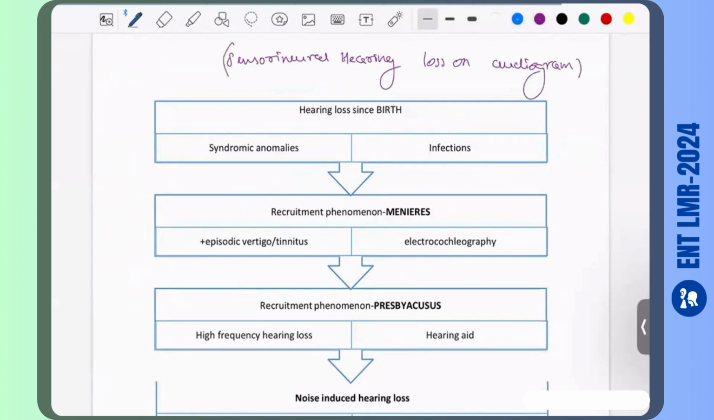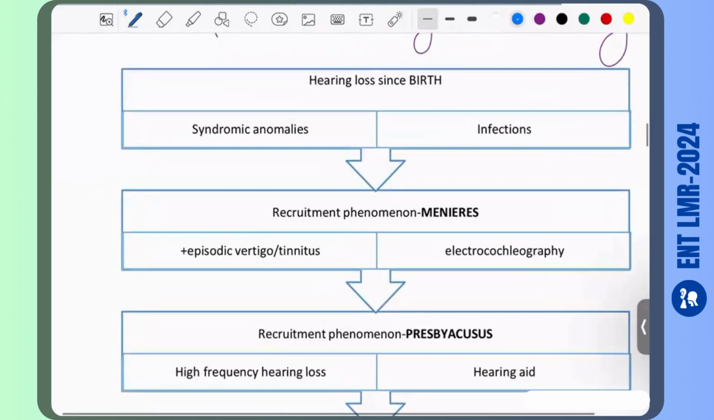Which are the conditions where you will see sensorineural hearing loss on audiogram? See here, the patient may have some syndromic anomalies. I have told you, apart from Treacher Collins and Goldenhar syndrome, a lot of syndromes like Alport syndrome, Laurence-Moon-Biedl syndrome. So a lot of syndromes are there. It can be syndromic anomalies or TORCH infection, infection due to cytomegalovirus, toxoplasma. So any of the TORCH infections can cause hearing loss.